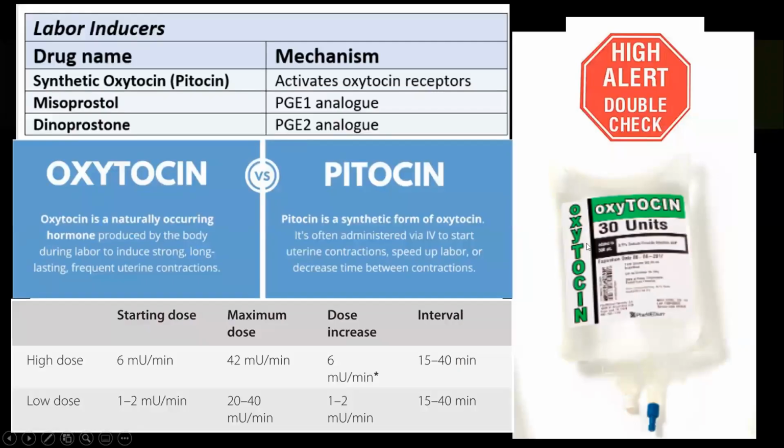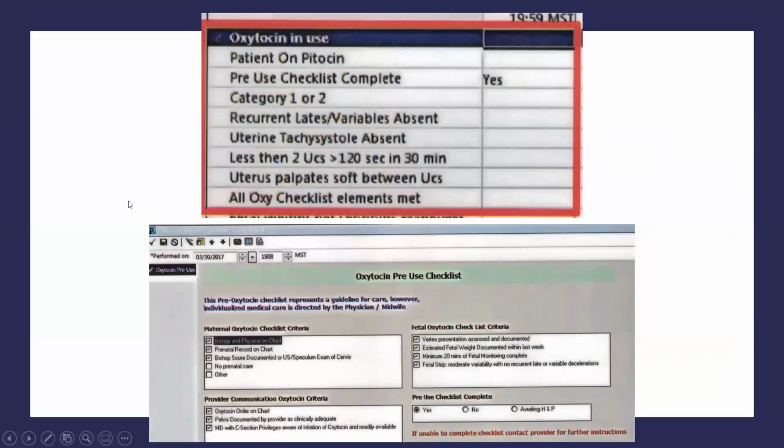And then here's that Pitocin again. Here are our dosages, low dose and high dose down here. Remember, Pitocin is a high alert double check. This is what it does. It is not the same thing as our naturally occurring hormone, oxytocin. They are different. It is similar, but it is chemically different.